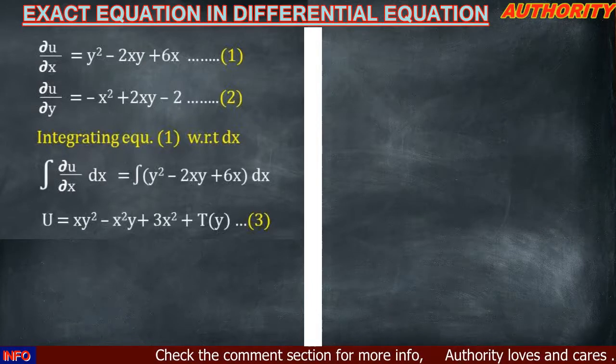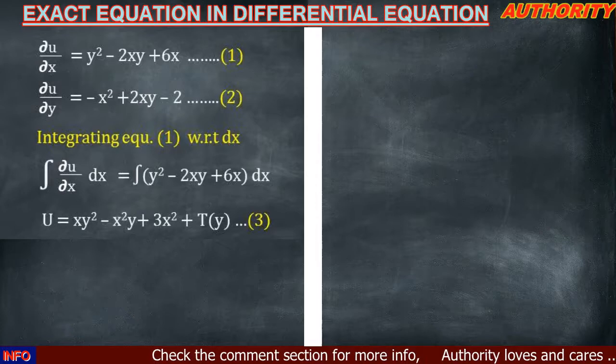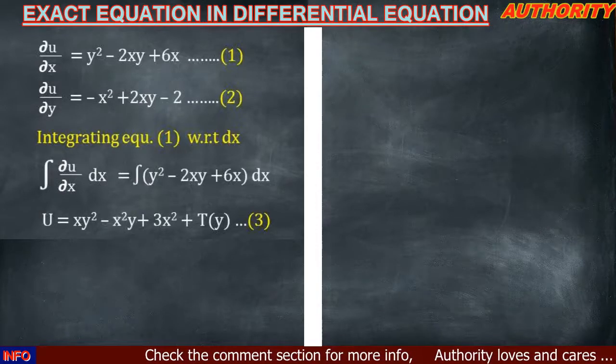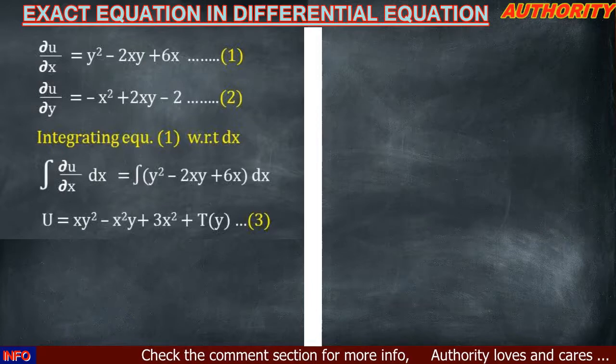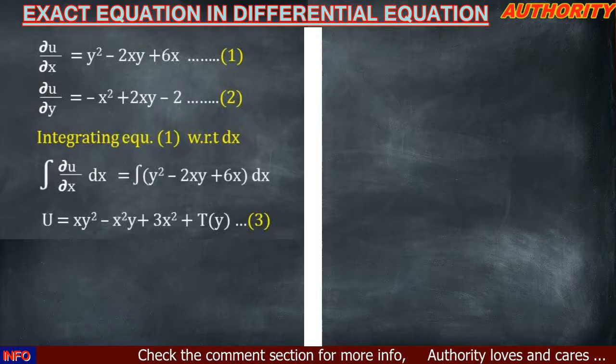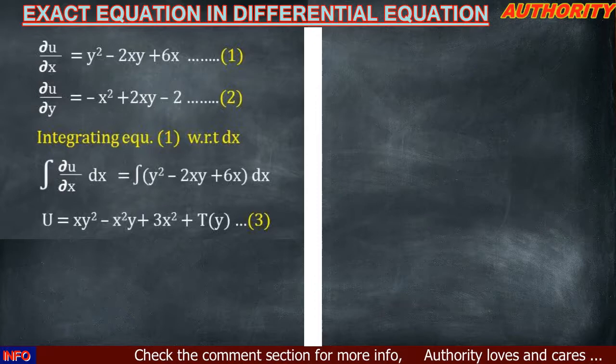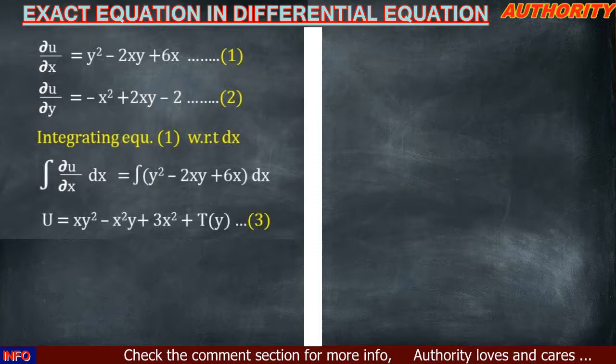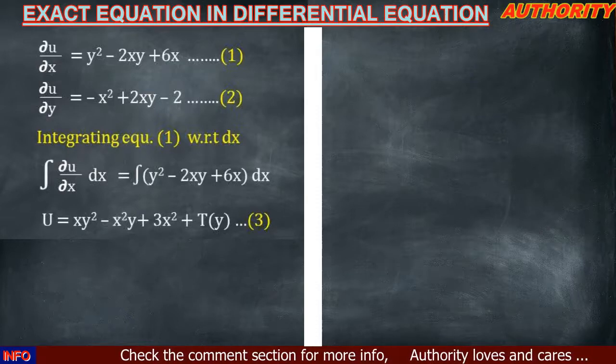So the function u of x comma y is exactly what we are looking for. But in this case, we have a problem, t of y. We are looking for the value of t of y. We want to find the value of t of y so that our function u of x comma y will be complete.